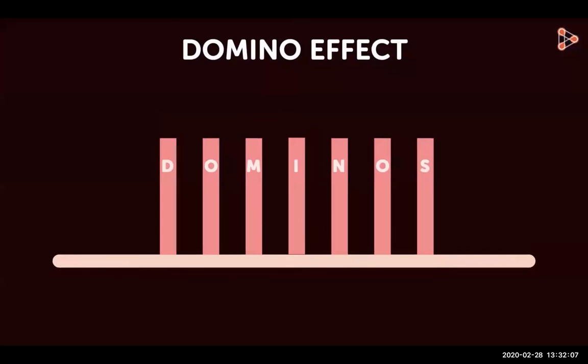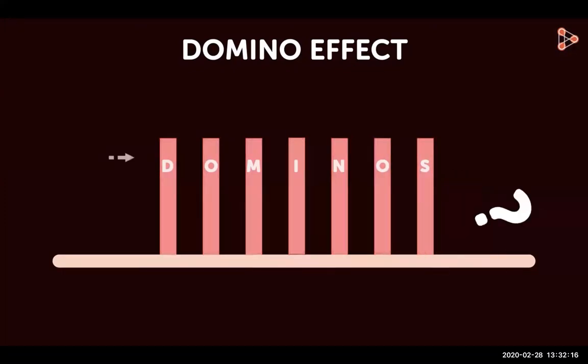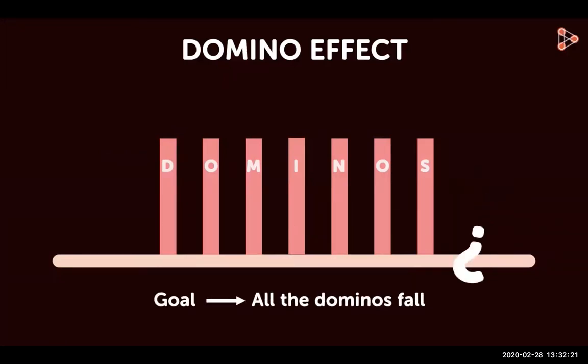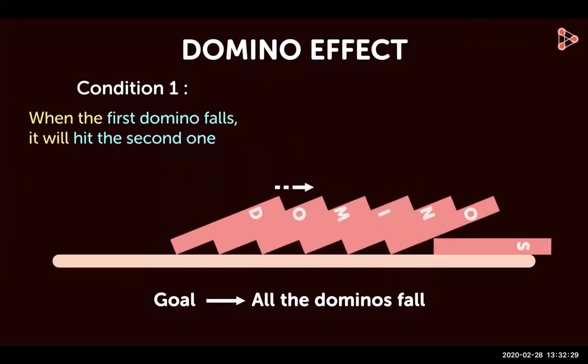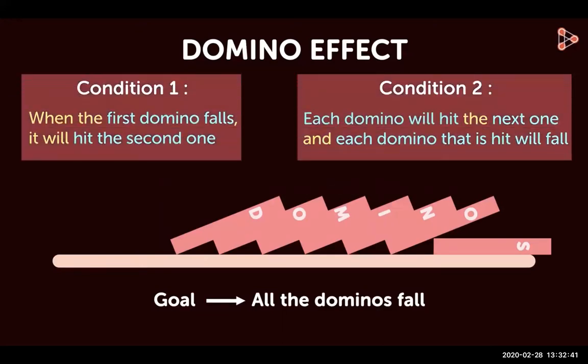Suppose you queue several dominoes one after the other. How would you position each of these dominoes in order to ensure that all of them fall when you hit the first domino? Logically, we know how to achieve our goal. But how do we write it mathematically? The best way to achieve your goal is, 1, when the first domino falls, it will hit the second one. And 2, make sure that each domino will hit the next one, and each domino that is hit will fall. When these two conditions are satisfied, no matter how many dominoes we queue, all of them will always fall.